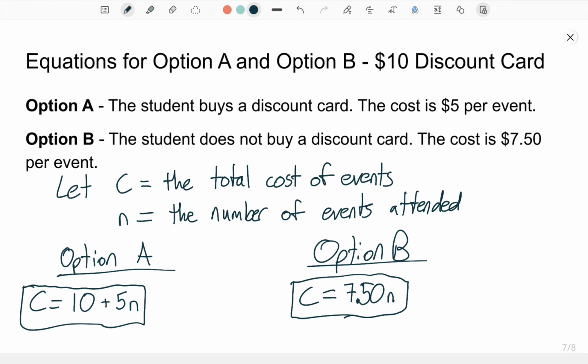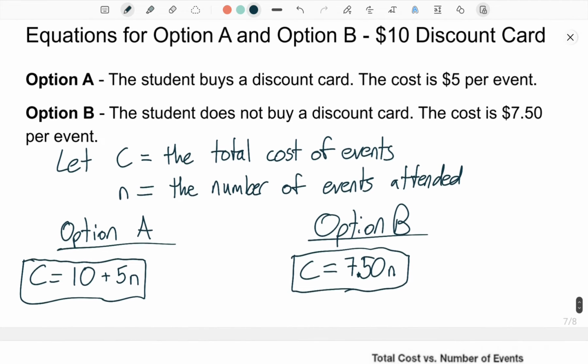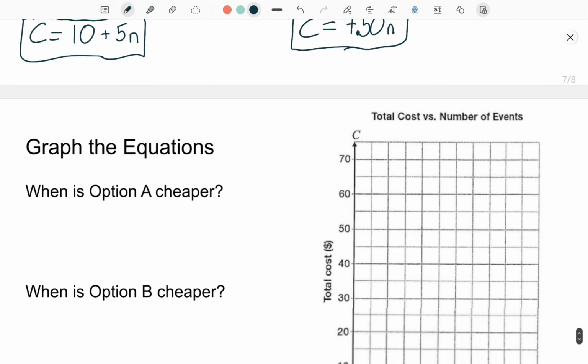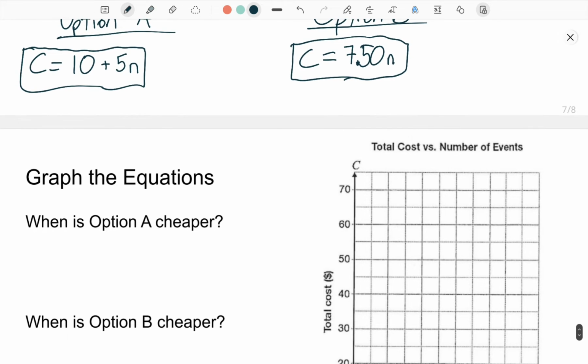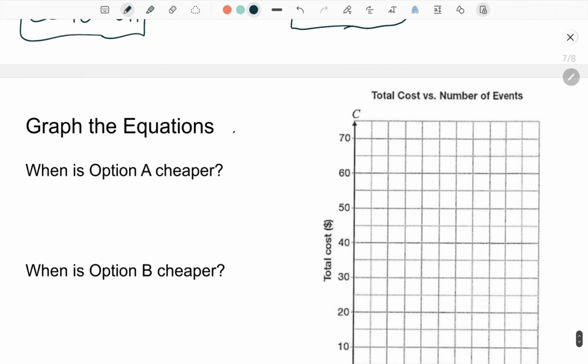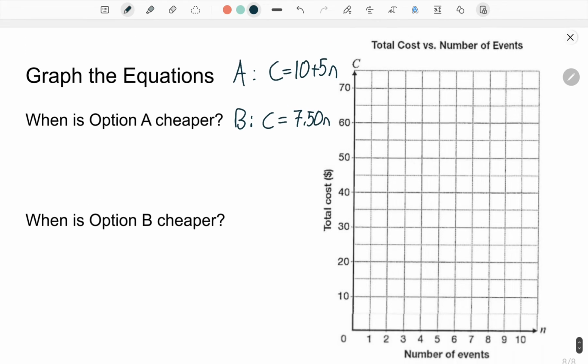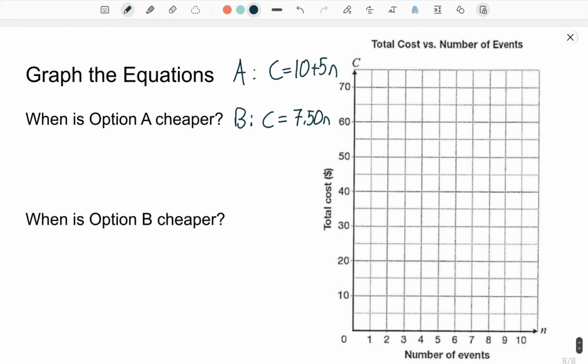Okay, so let's see how we can use these to make a graph of the situation. So I'm just going to write out these options down below. So A is C equal to 10 plus 5n, and B is C is equal to 7.50n. All right, so if we want to make a graph, what do we need to remember for making a graph?